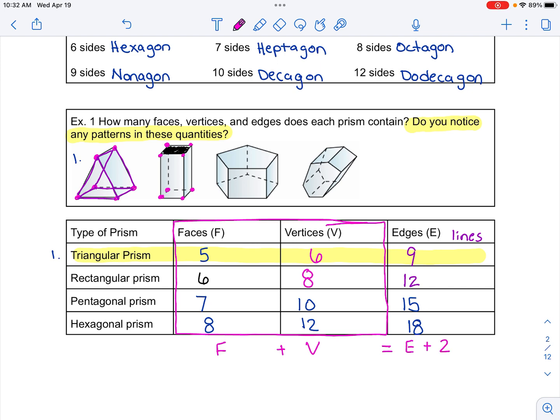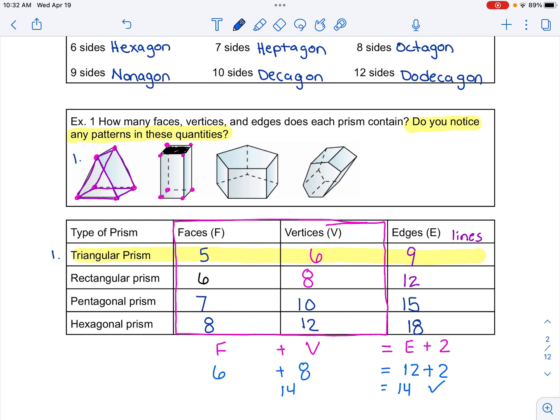Let's see if that works on the next line. The next line says 6 plus 8. Does that equal 12 plus 2? So that would be 14 equals 14. So yes, that one would work.